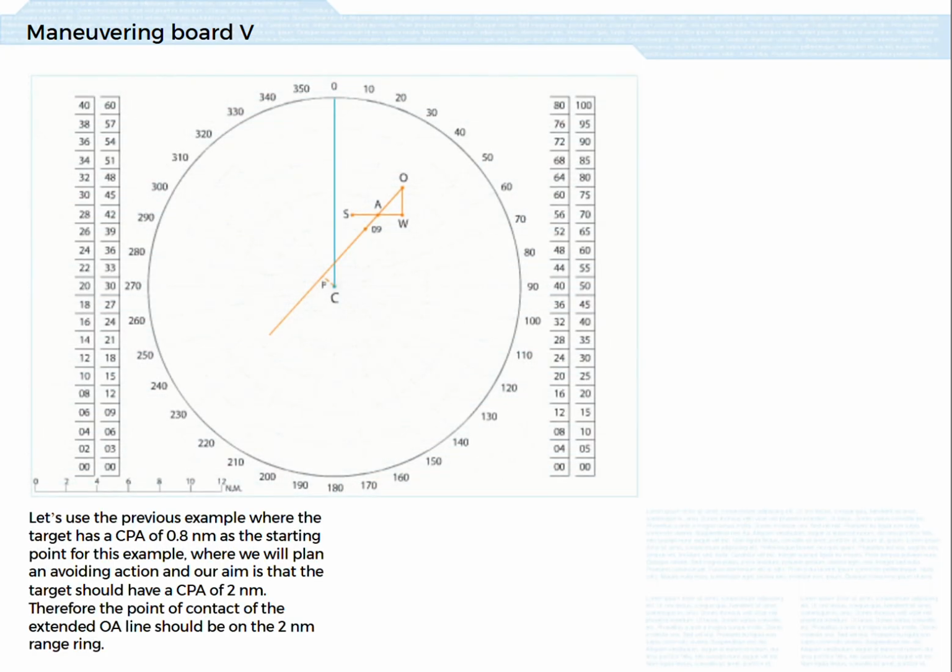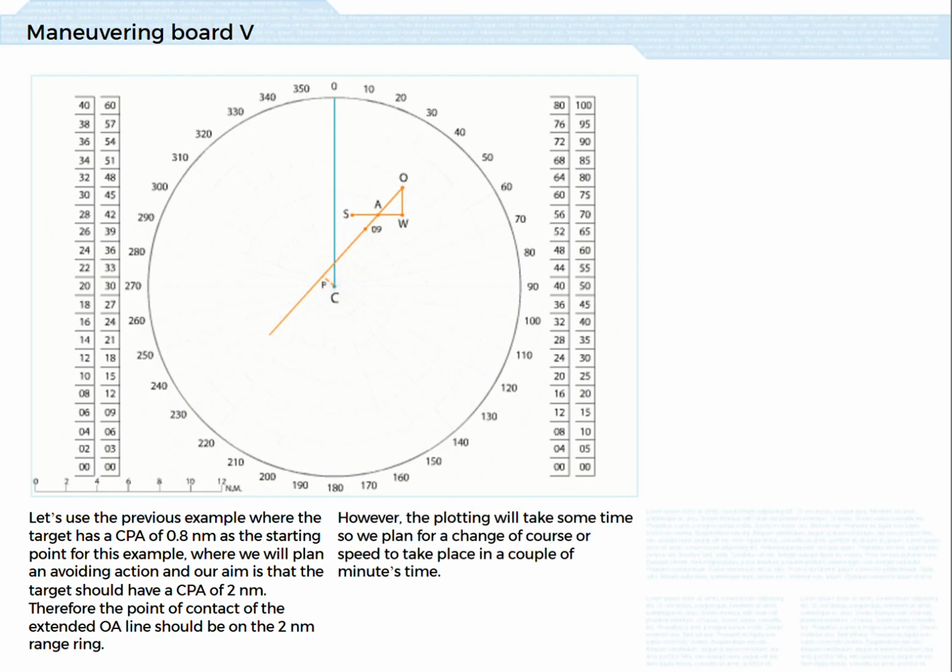Let's use the previous example, where the target has a CPA of 0.8 nautical miles, as the starting point for this example, where we will plan an avoiding action, and our aim is that the target should have a CPA of 2 nautical miles. Therefore, the point of contact of the extended OA line should be on the 2 nautical miles range ring. However, the plotting will take some time, so we plan for a change of course or speed to take place in a couple of minutes' time.